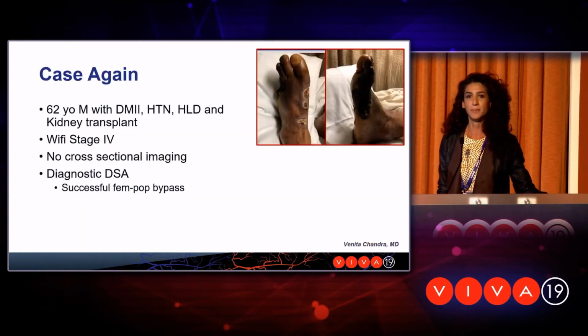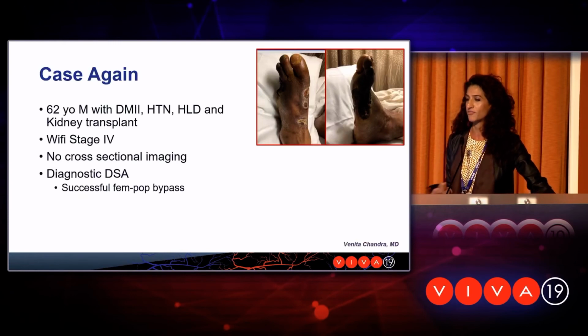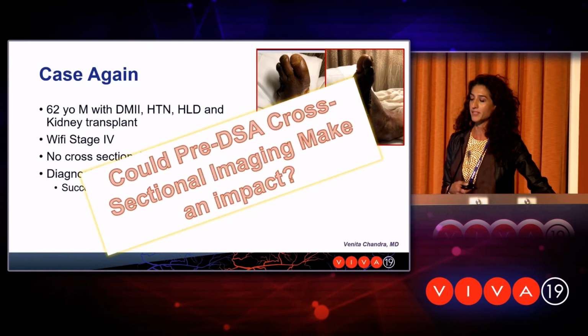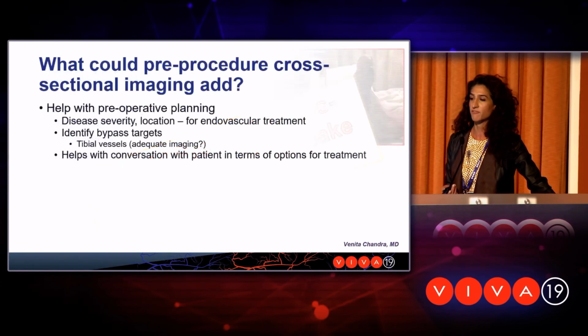So let's go back to my patient again, the 62-year-old gentleman, Wifi stage 4. I did the diagnostic DSA and a successful FemPop bypass. Again, let's ask the question, could pre-DSA cross-sectional imaging have made an impact? What could it have done?